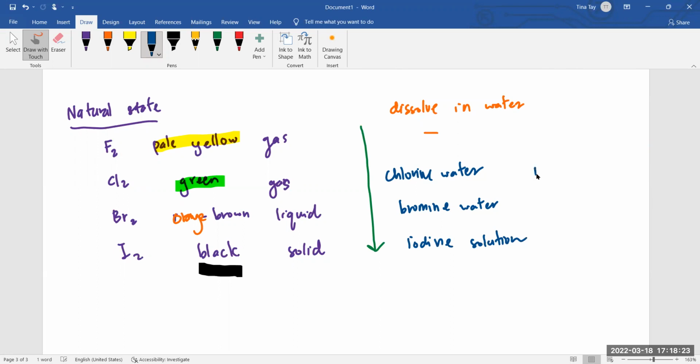Chlorine water is pale yellow. It's a very light color. You can hardly see it. It's like swimming pool color. Bromine water is brown and iodine solution is also brown. Okay? So when we use it in the lab, we say iodine solution. We don't use black color iodine. But if the question is just asking you, what is the state of iodine? Please don't go and write liquid. No, it's a solid. Okay, the state of iodine at room temperature, for example.